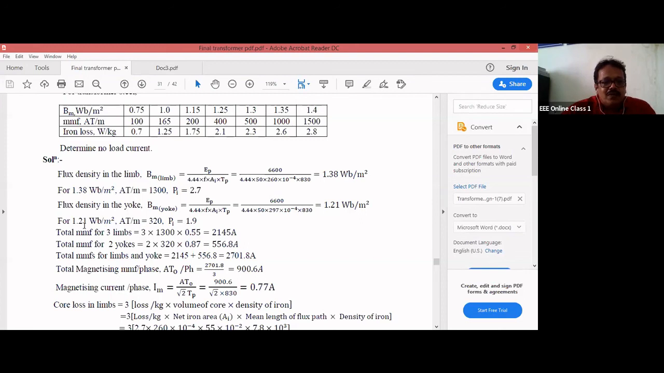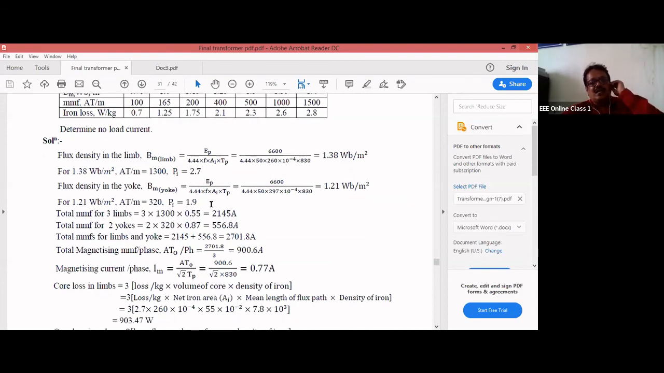So for 1.21 Weber per meter square, ampere turns per meter is 320, and Pi is equal to 1.9. Just check these two values and take the difference here. Once you have it, I can calculate the total MMF for 3 limbs.